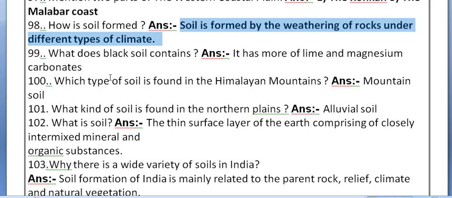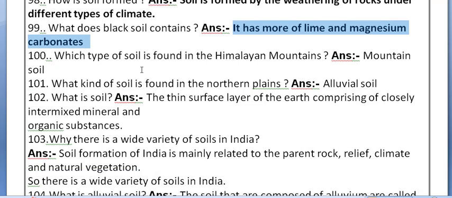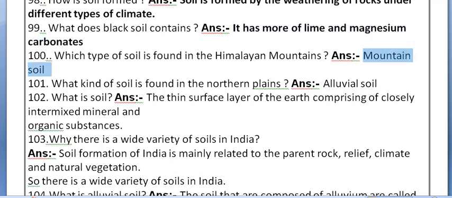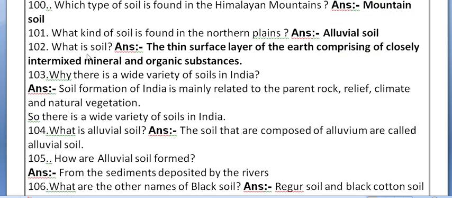What does black soil contain? It has more of lime and magnesium carbonates. Which type of soil is found in the Himalayan mountains? The answer is mountain soil. What kind of soil is found in the northern plain? Alluvial soil.